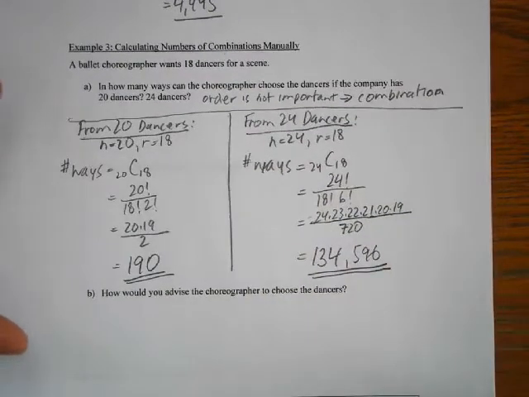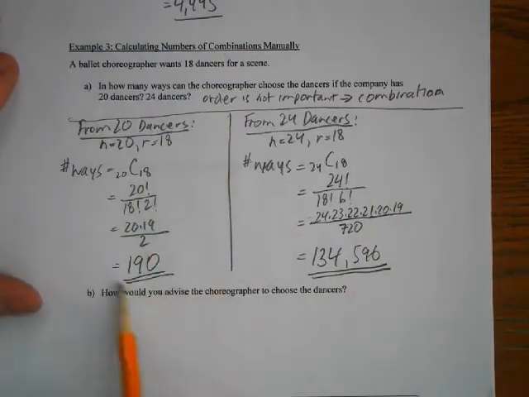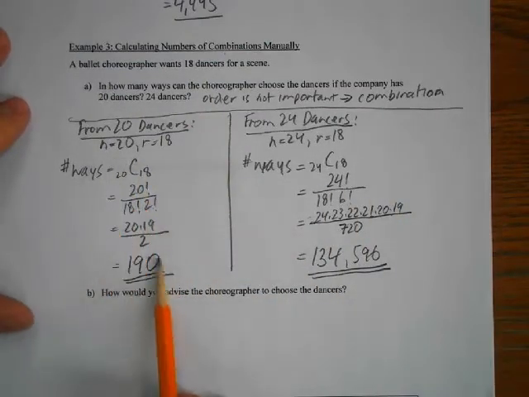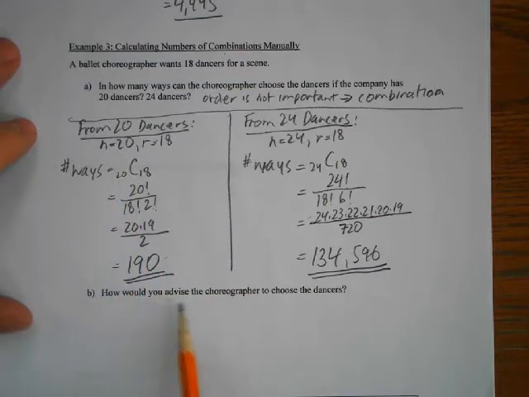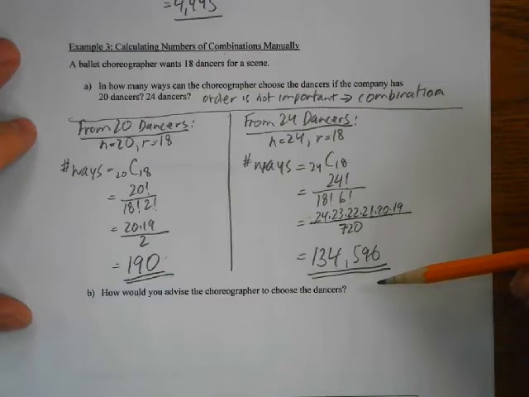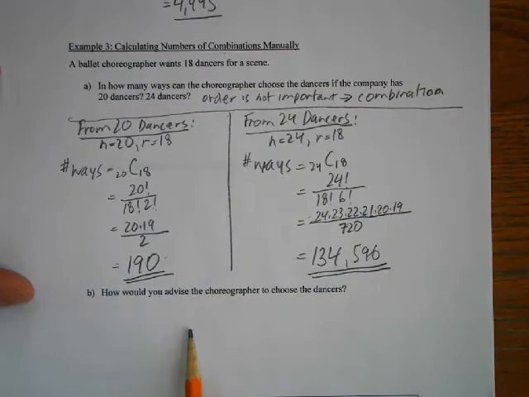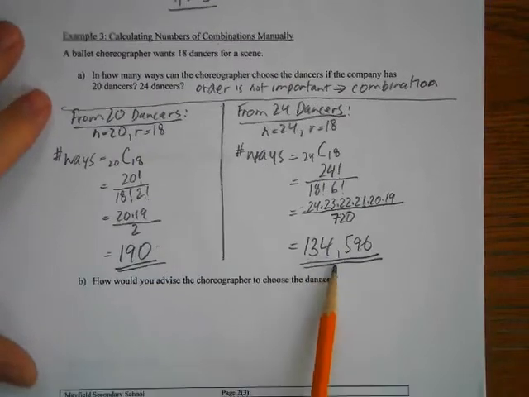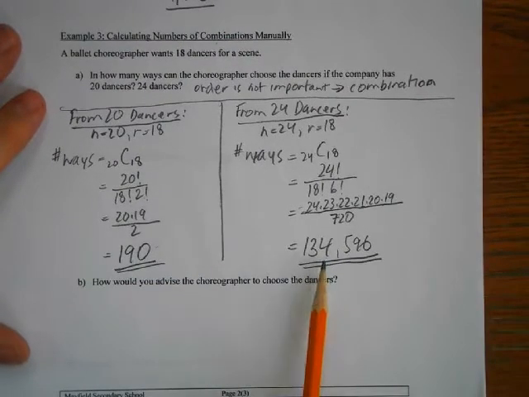Okay, so back to the question. The choreographer has 190 options if they're starting with 20 dancers, but basically 134,500 if they're choosing from 24 dancers. So how would you advise the choreographer to choose the dancers? Well, obviously you don't want to go through even this situation where you try all 190 combinations and see which one works best. This one here would be absolutely impossible to do. So what's a better method of doing that?